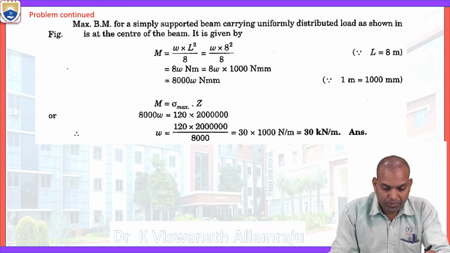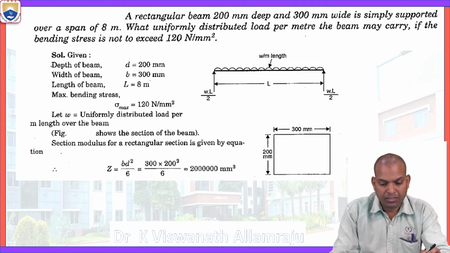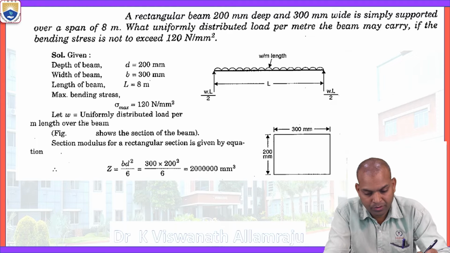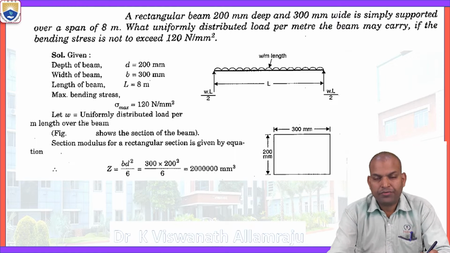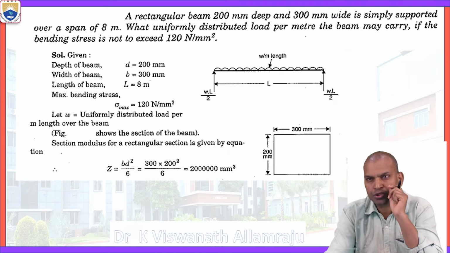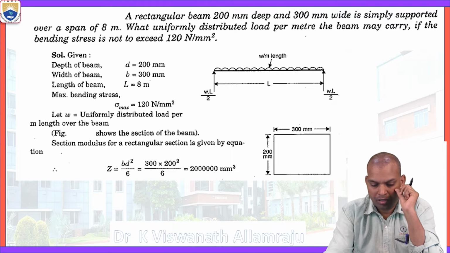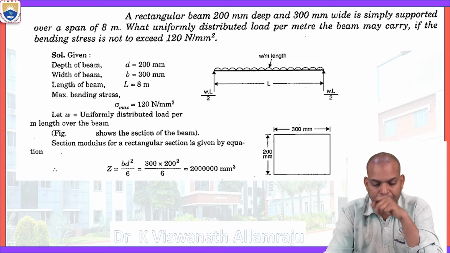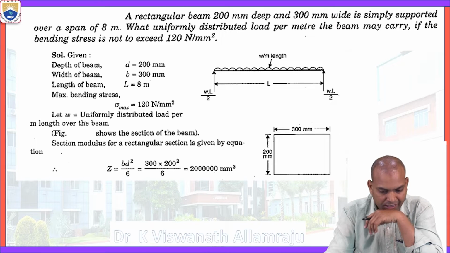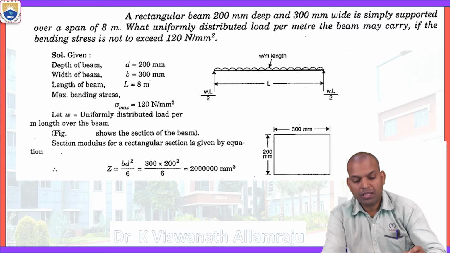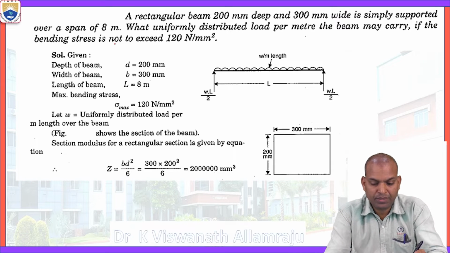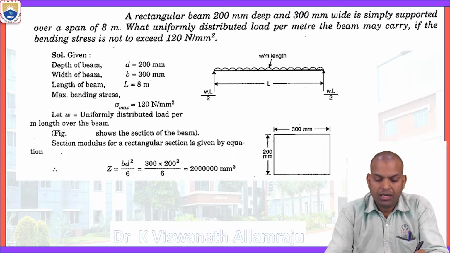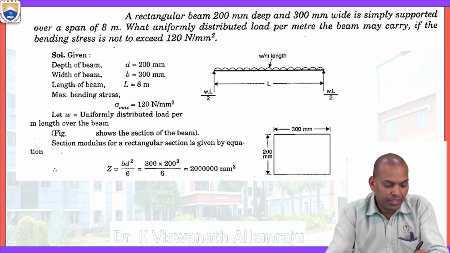One more problem, the next problem, is a very important problem. Here also we have to find out the uniformly distributed load if the bending stress is not to exceed 120 Newton per square millimeter. Here it is a rectangular beam. A rectangular beam is 200 millimeter deep and 300 millimeters wide.